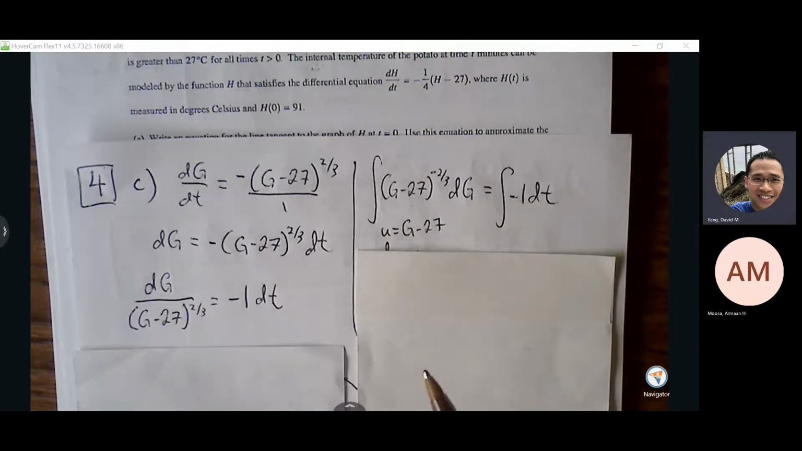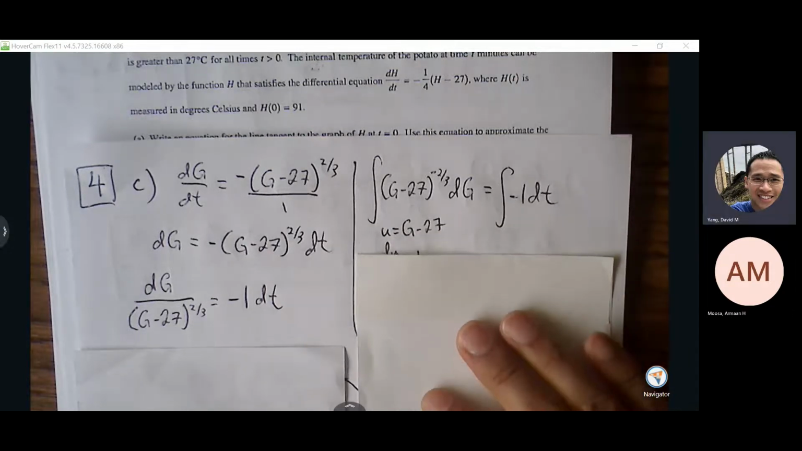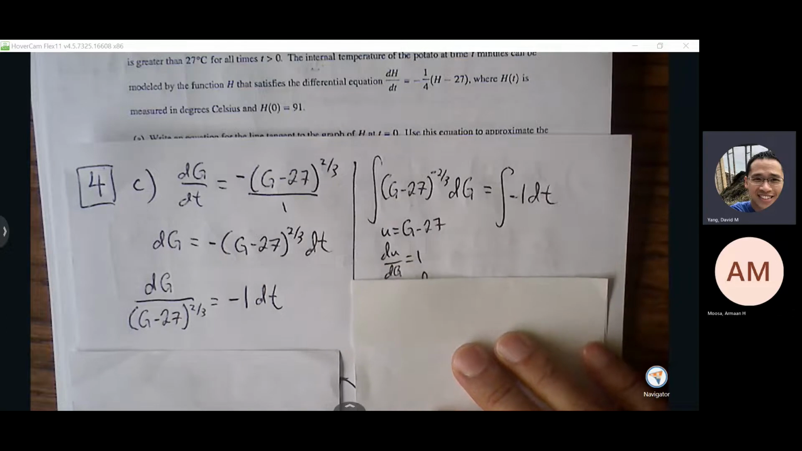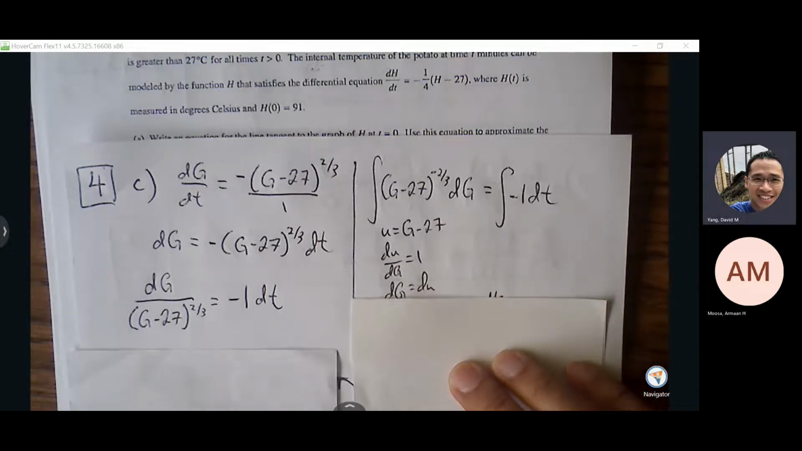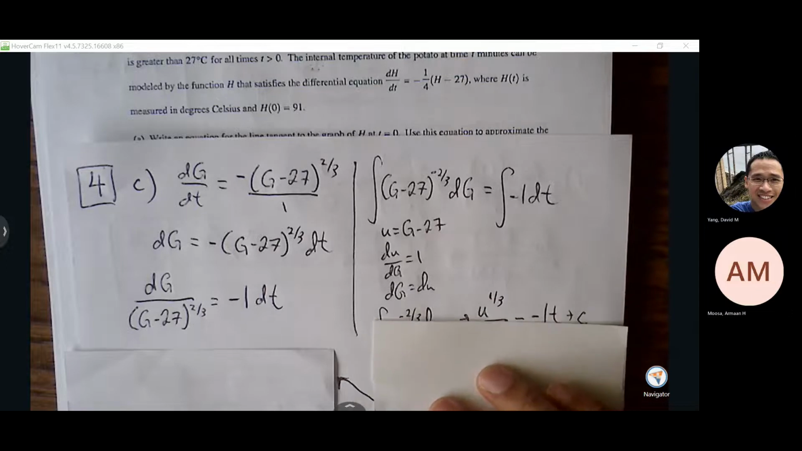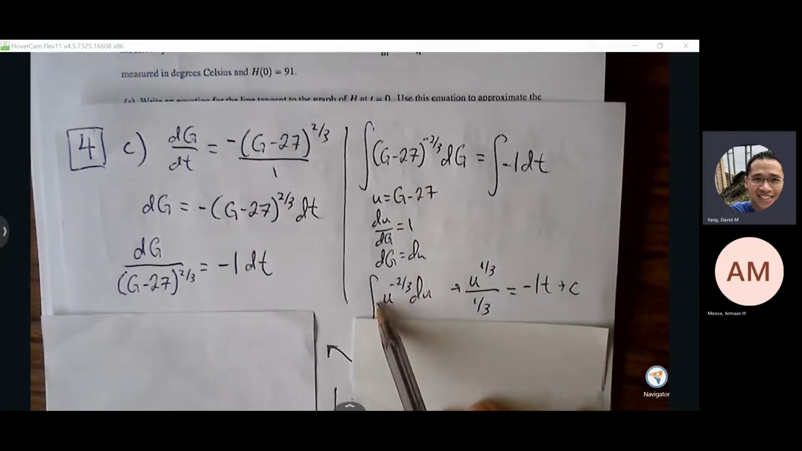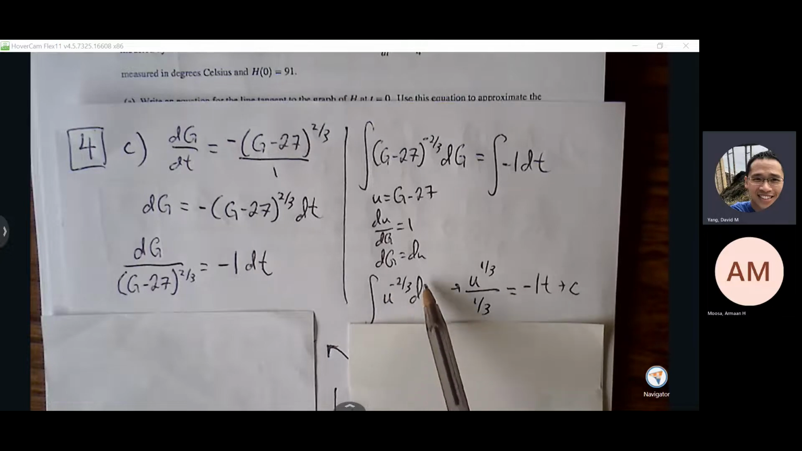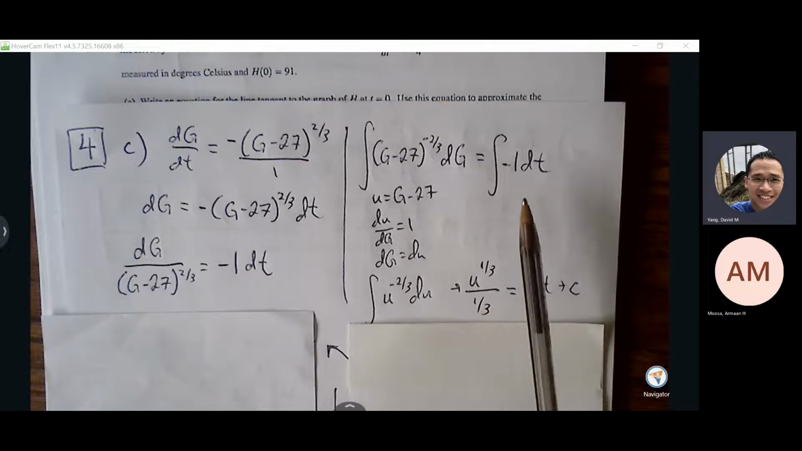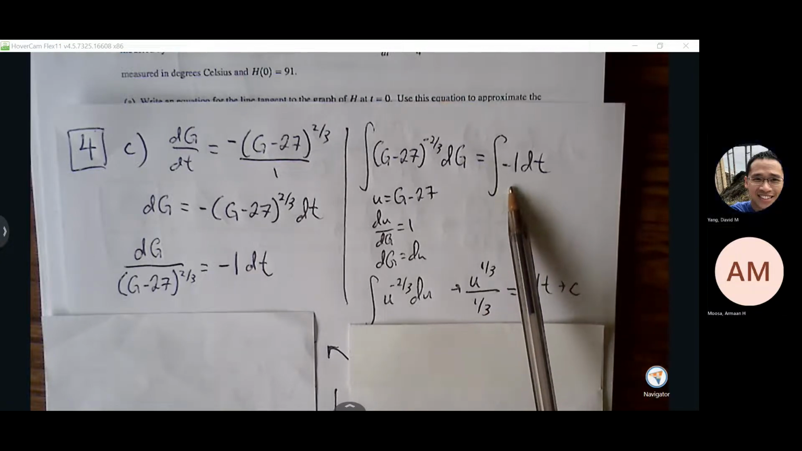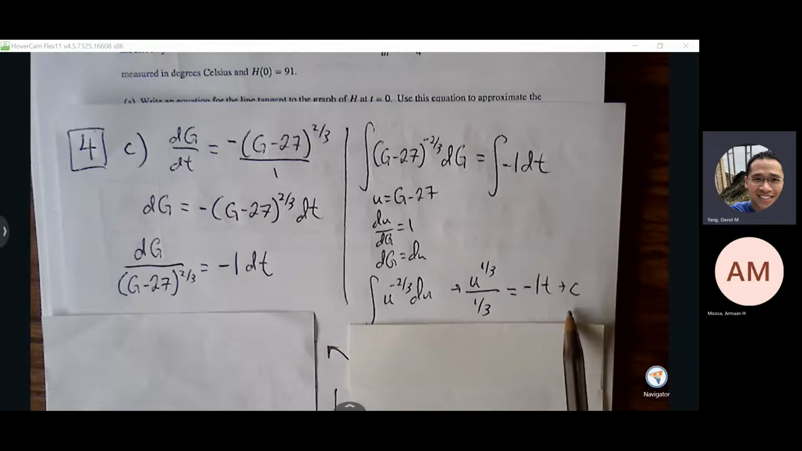Okay, so my u value is g minus 27. My derivative, du/dg equals 1. I'm not going to have any leftover coefficients, but it's going to work out nicely where all I'm doing is just doing power rule u to the negative 2/3. So go through power rule, add 1 to the exponent. Negative 2/3 plus 3/3 is 1/3 divided by that new coefficient. And then the right side is power rule. -1 becomes -1t plus c.